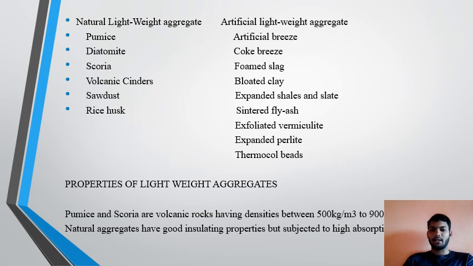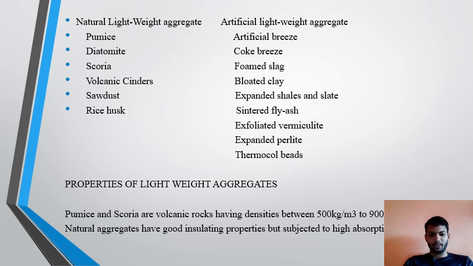Here we show natural aggregate, wet aggregate, and artificial lightweight aggregate. In natural aggregate: pumice, diatomite, scoria, volcanic cinder, sawdust, rice husk. In artificial aggregate: artificial beads, cork beads, foamed slag, bloated slag, expanded slag and shale, sintered fly ash, exfoliated vermiculite, expanded perlite, and expanded clay.